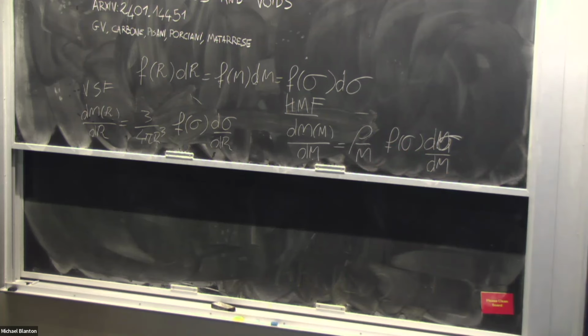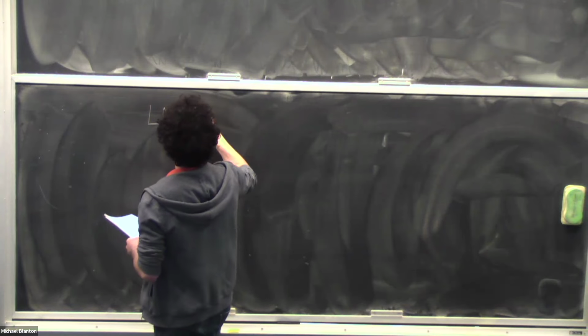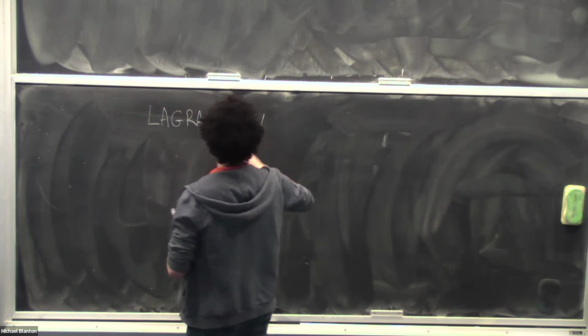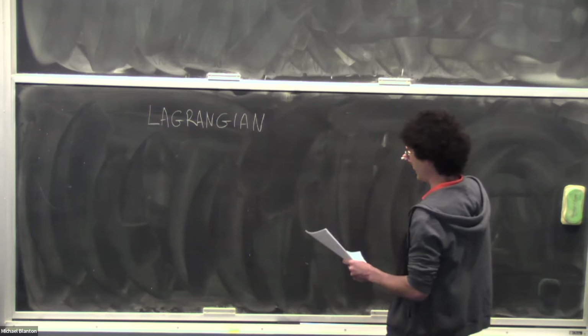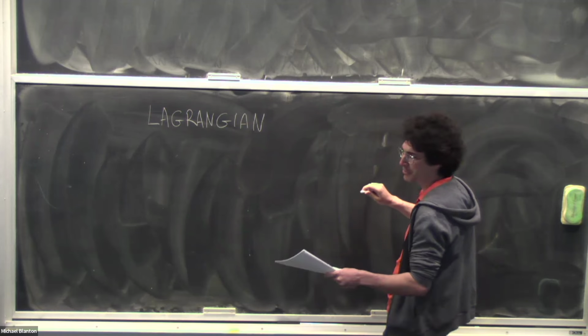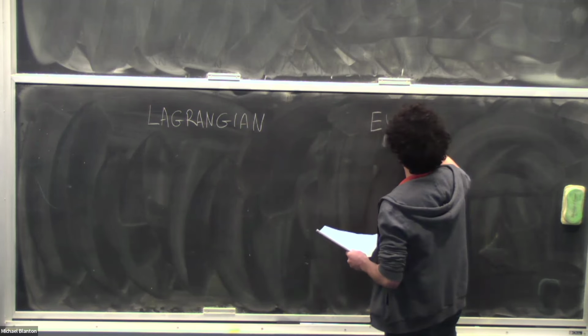So in cosmology, to do this kind of computation, you usually divide the space into Lagrangian space and Eulerian space, where Lagrangian and Eulerian don't have anything to do with Lagrangian and Eulerian coordinates, so it's a bit confusing, but we use this kind of definition.